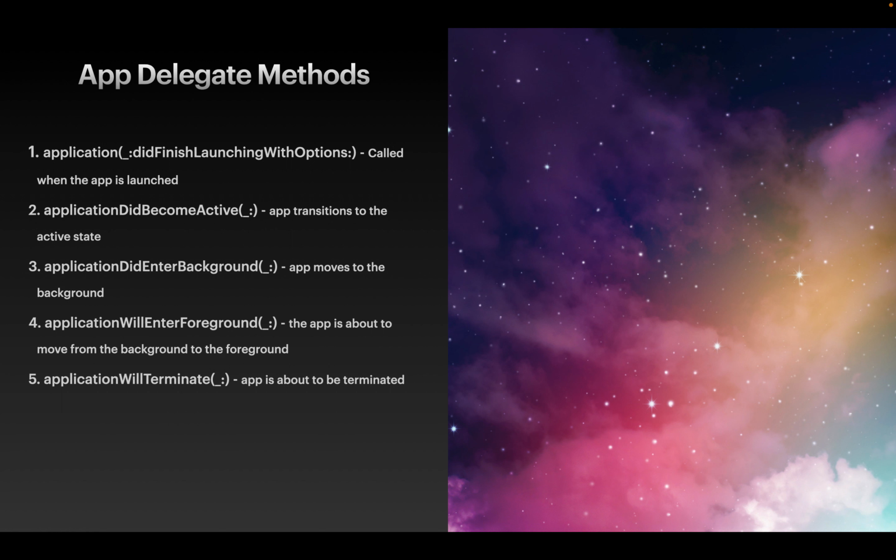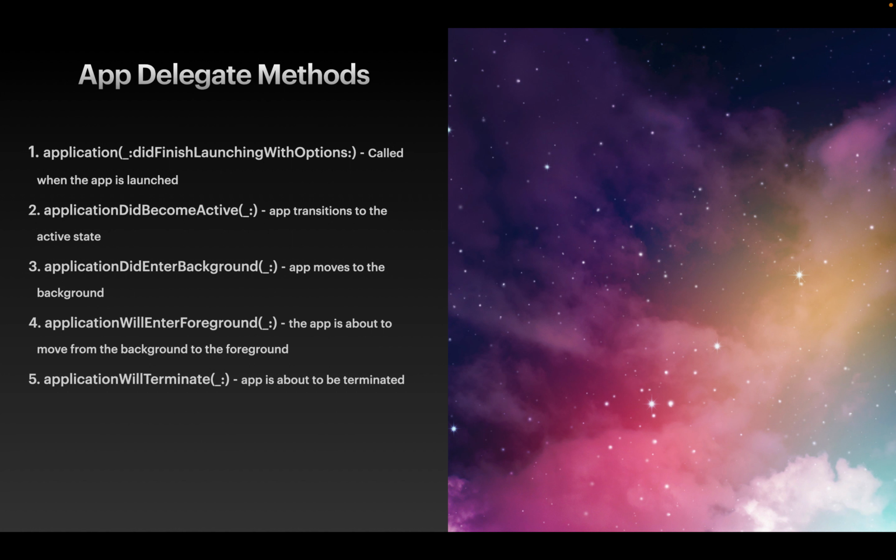See, the first application delegate method is didFinishLaunchingWithOptions. So this will be called when we launch the application. Before it is visible, when we launch the application itself, this method will be called. So whatever things we need to enter here, we can use here. And then when the app reaches the active state, the next delegate method is applicationDidBecomeActive.